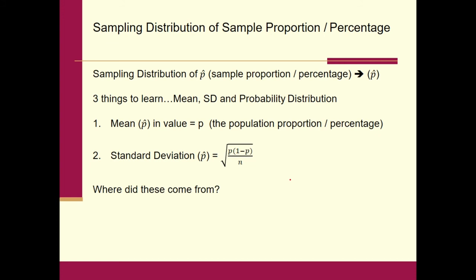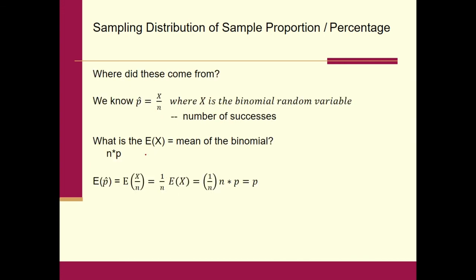And you might be asking, Doug, where do these come from? Well, this is a simple little development. Let's start here. We know that p-hat is equal to x over n, where x is binomial, the number of successes. I want to remind you of something. This is one of the reasons why we learned what the mean of the binomial is. The expected value of the binomial, remember, was simply n times p. Does that sound familiar?